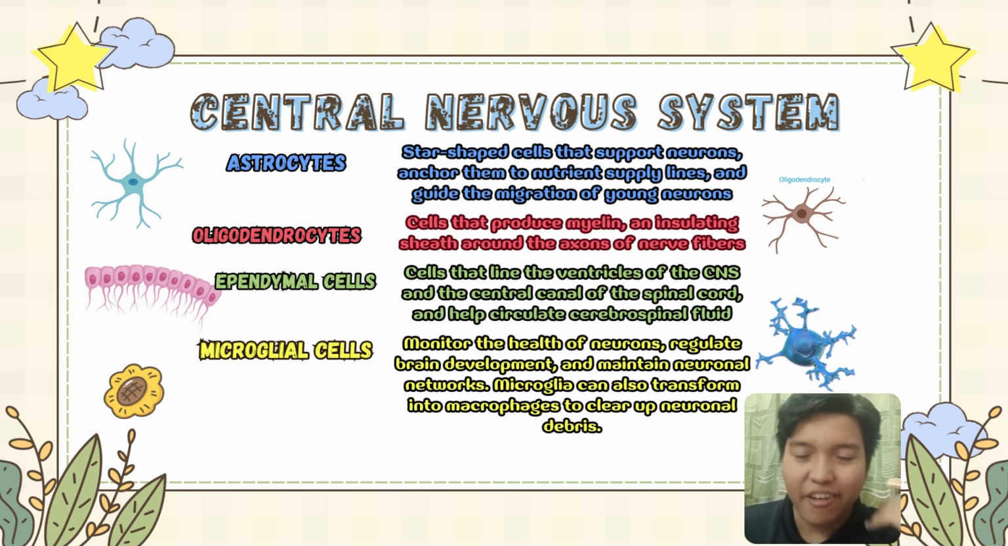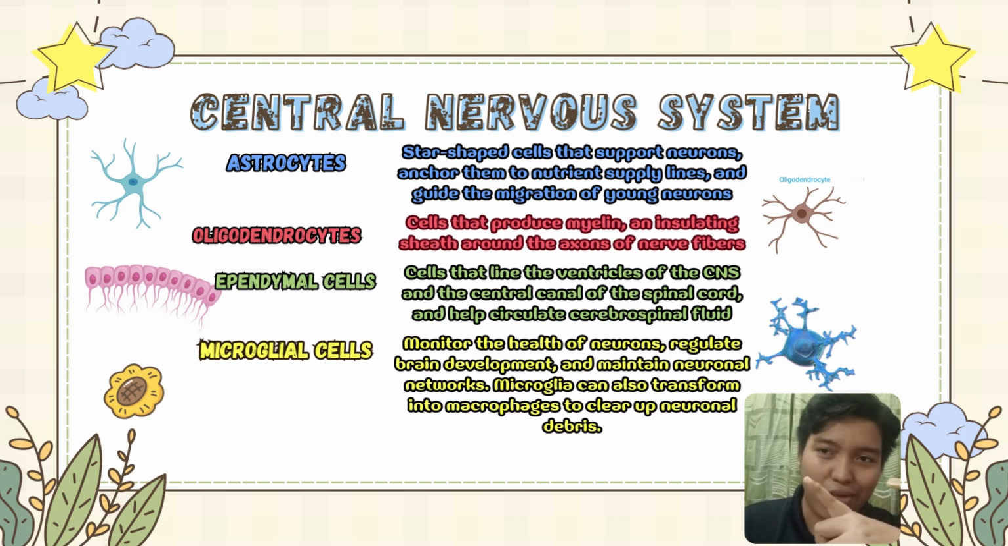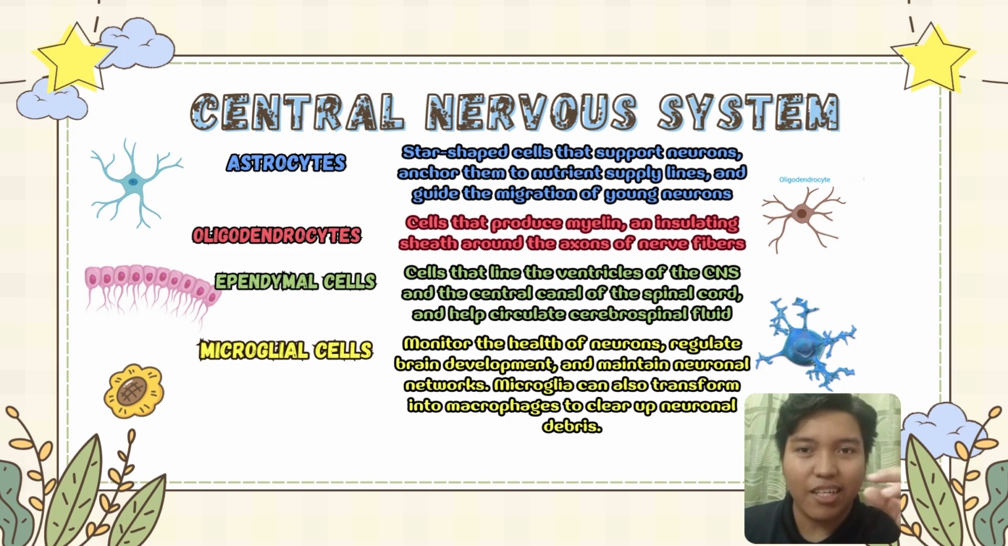Assalamualaikum, my name is Ammar and my part of the presentation is the central nervous system, specifically the types of neuroglia of the central nervous system. There are 4 types: astrocytes, oligodendrocytes, ependymal cells, and microglial cells. The first one, astrocytes, the one on the top left, the blue one. Astrocytes are star-shaped cells that support neurons, anchor them to the nutrient supply lines, and guide the migration of young neurons.